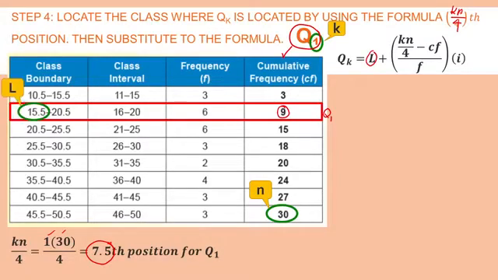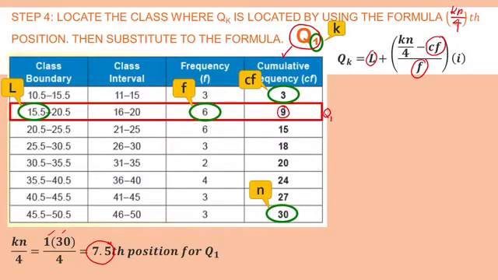15.5. Okay, sir, that's 15.5. So what about the CF? What is the CF equal to? 3, sir. It's simply the CF before the quartile class. That's 3. What about the F? 6. The frequency of the class containing the first quartile, that would be 6.